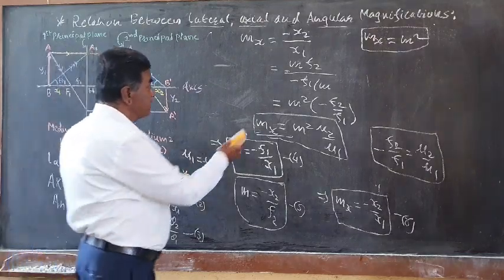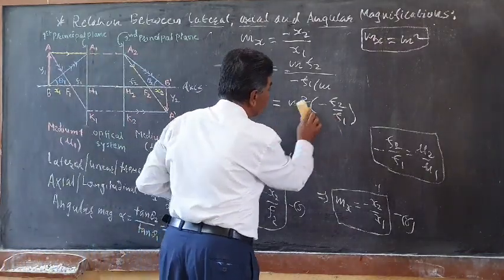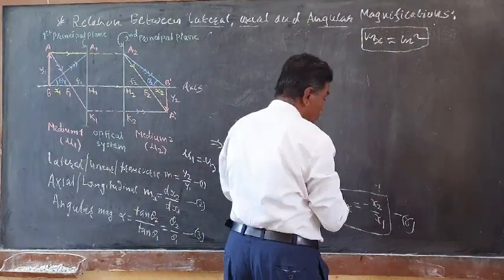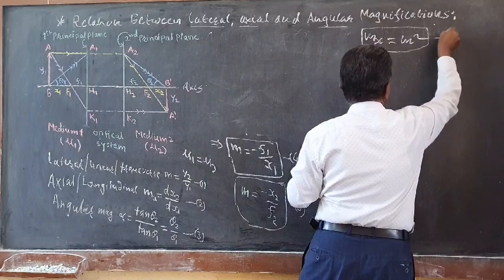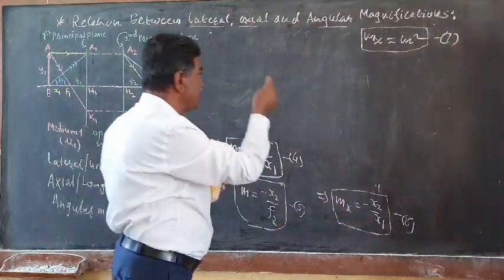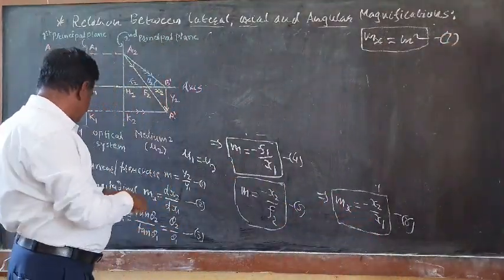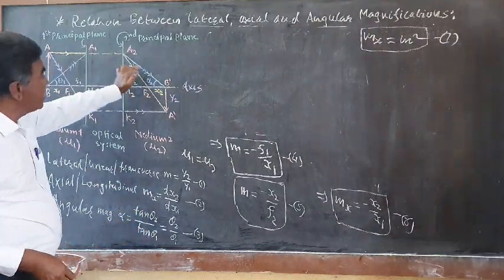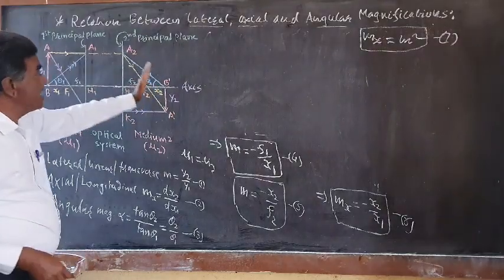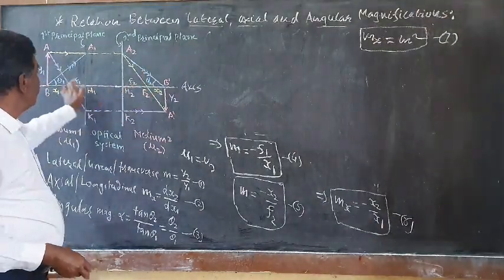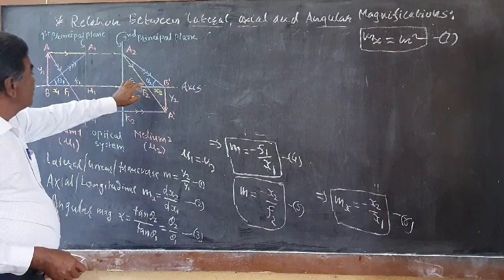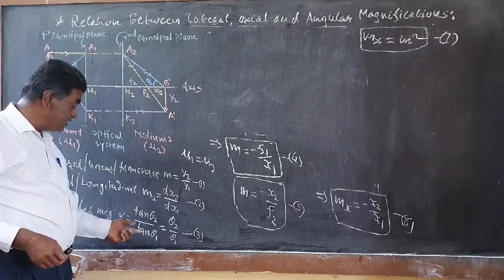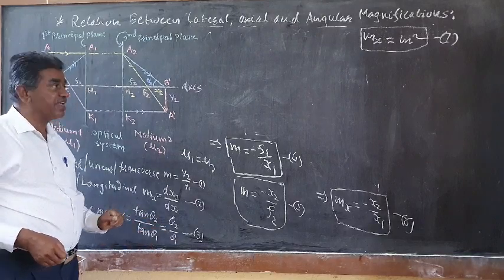This is equation number 7, which is required. Now if theta1 and theta2 are the angles made by the incident ray and its emergent ray from the object and the image, then the ratio of tan theta2 divided by tan theta1 is known as angular magnification, and for small angles we can write it like this.